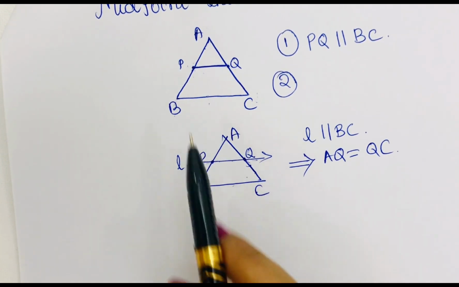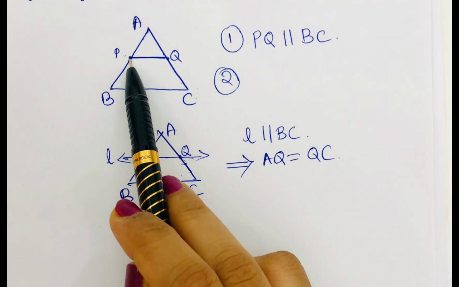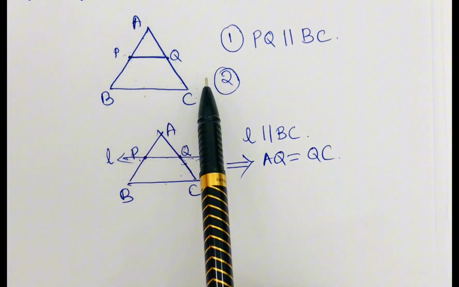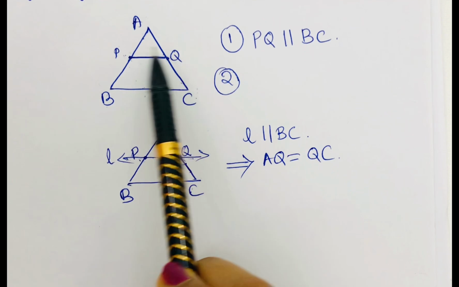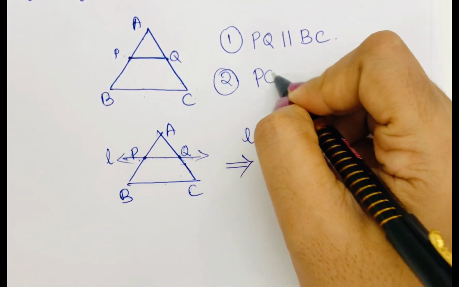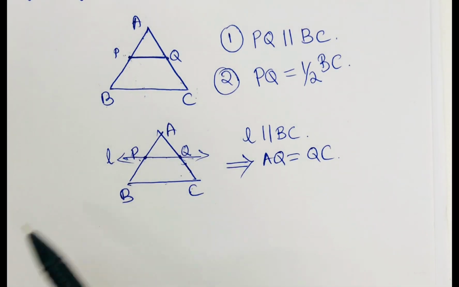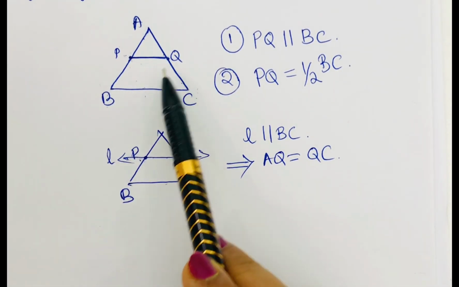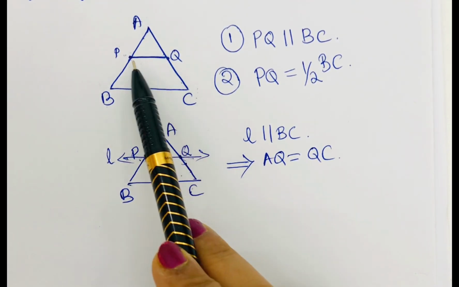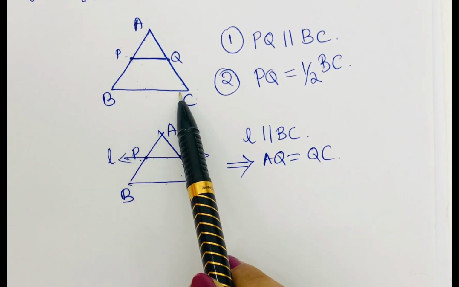So these two are the midpoint theorems in quadrilaterals. Also, one thing to note here is that the midpoint of AB is P and the midpoint of AC is Q, then PQ will be half of BC. So according to the midpoint theorem, if P is the midpoint of AB and Q is the midpoint of AC, then PQ will be parallel to BC and PQ will be half of BC.